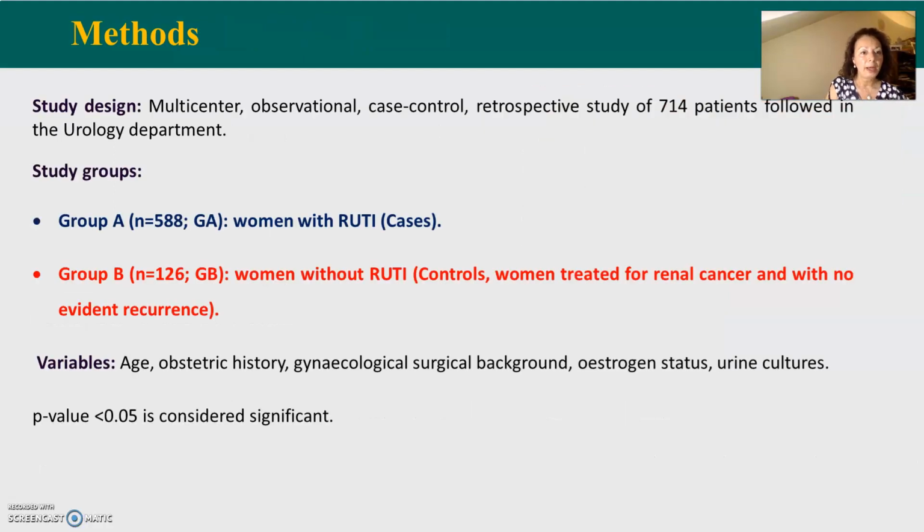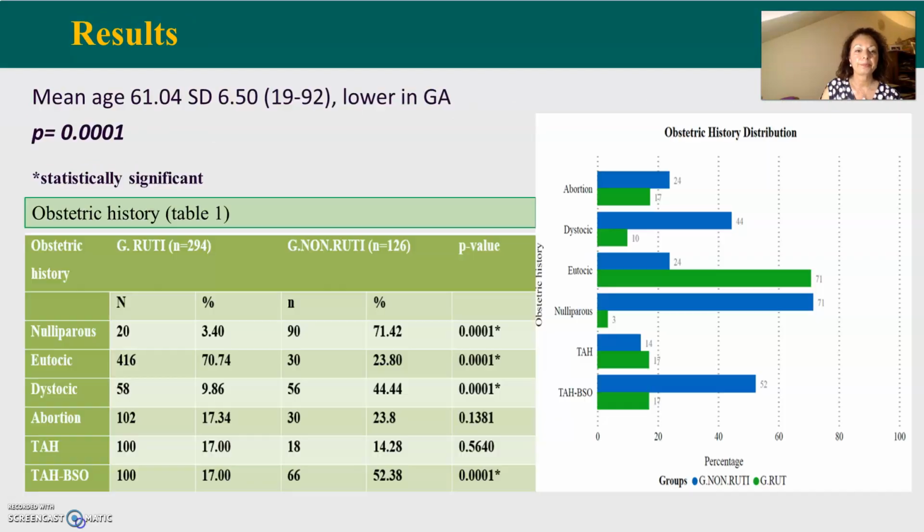We performed a multi-center observational case control retrospective study in 714 patients followed in the urology department. We distinguished two groups. Group A, women with RUTI, and Group B, women without RUTI. We studied age, obstetric history, gynecological and surgical background, estrogen status, and urine cultures.